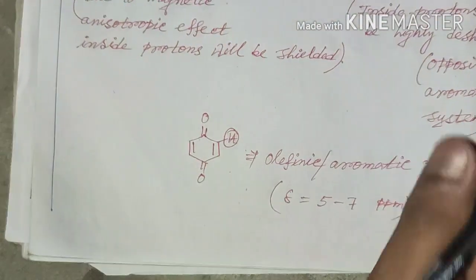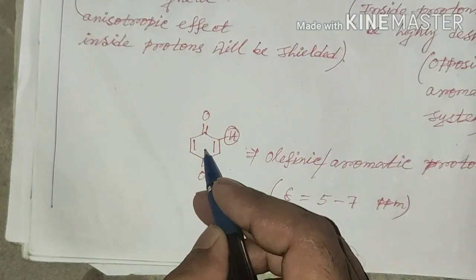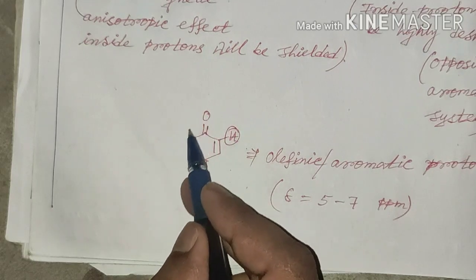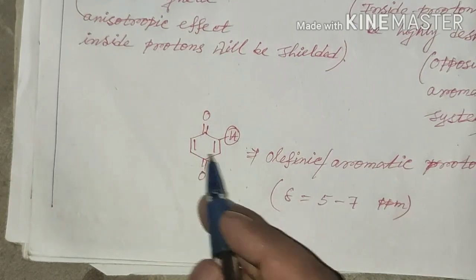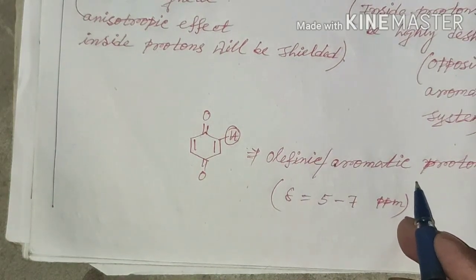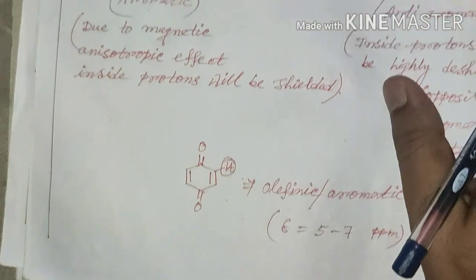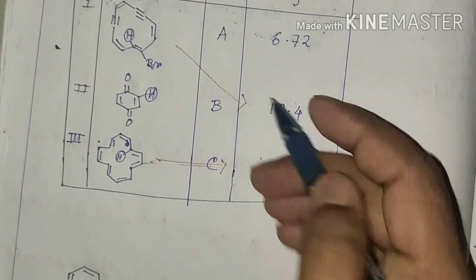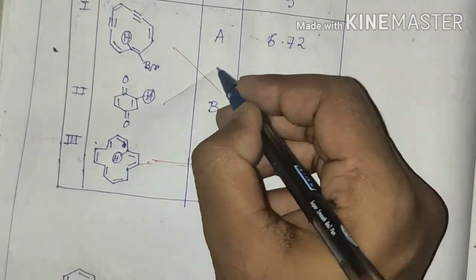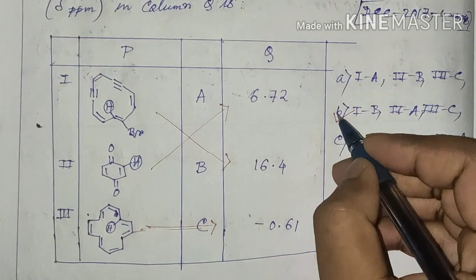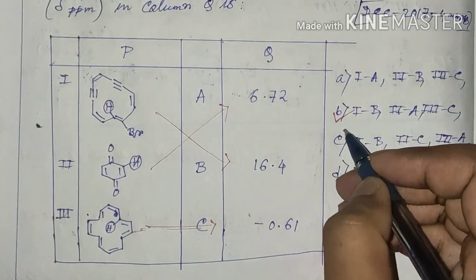And for this quinone system it is like an aromatic system, and for olefinic or aromatic protons the delta value corresponds to 5 to 7 ppm. So for this the delta value will be A. So option number B is the correct answer.